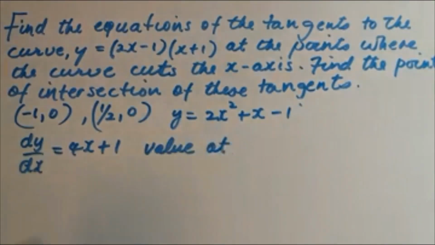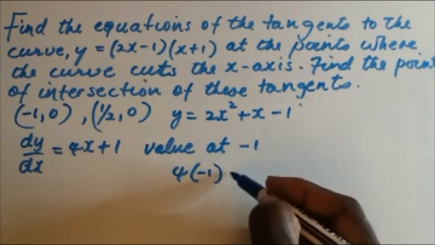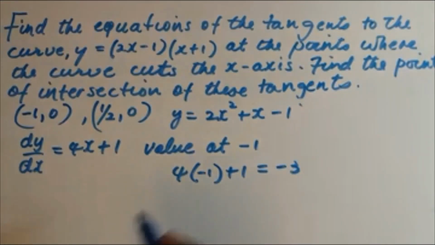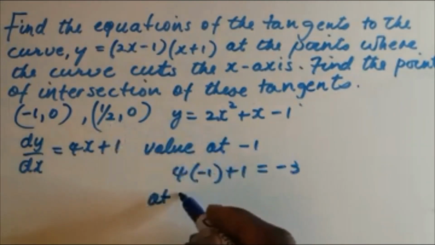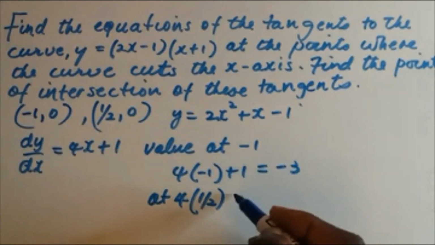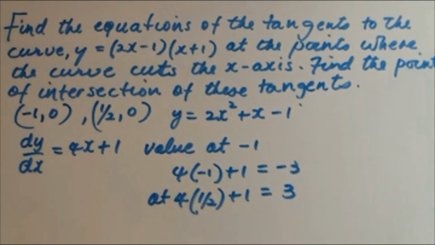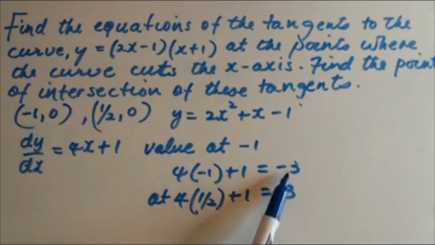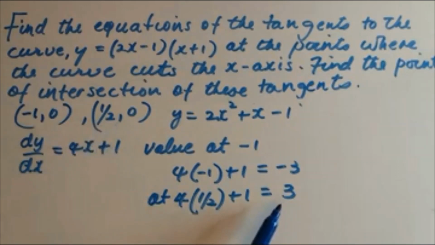at, we'll go for -1, would be 4 times -1 add 1, which is equal to -3, and at a half would be 4 times a half add 1, which gives us 3. So we know the gradient at this point, negative 1, 0, is negative 3, and the gradient at a half, 0, is 3.